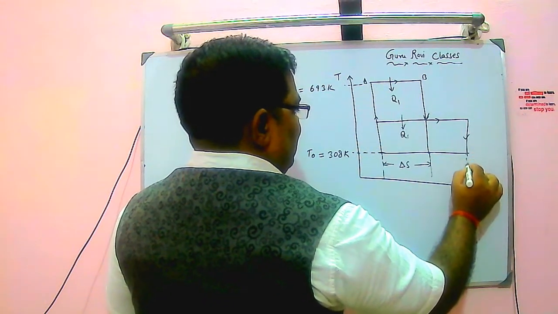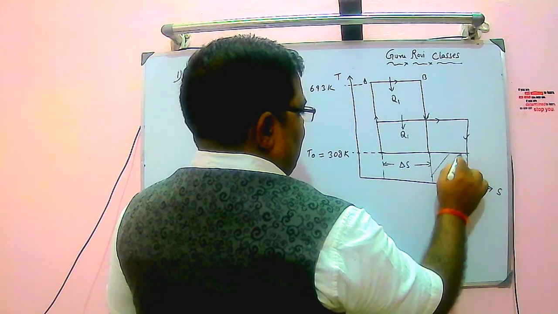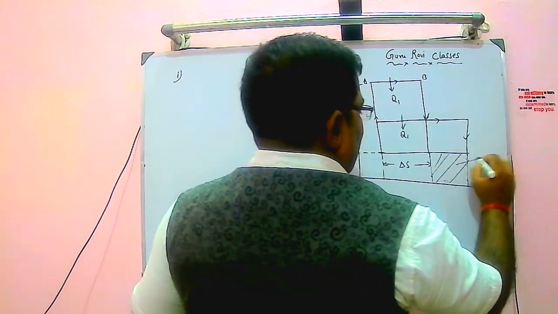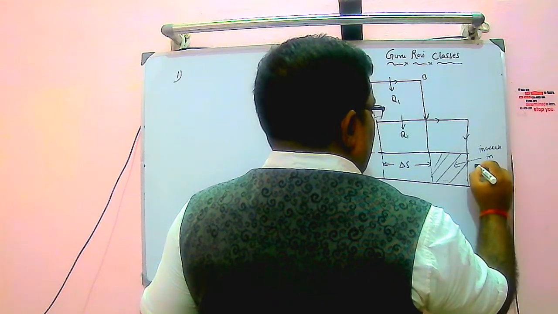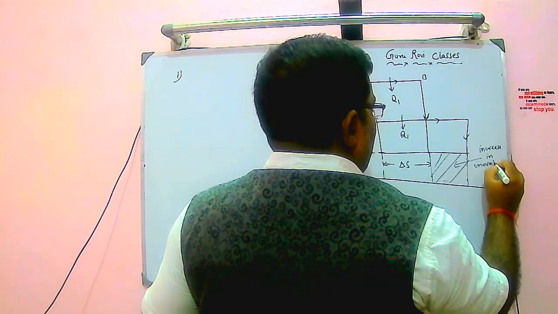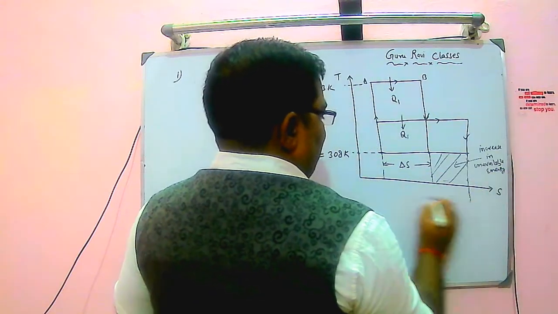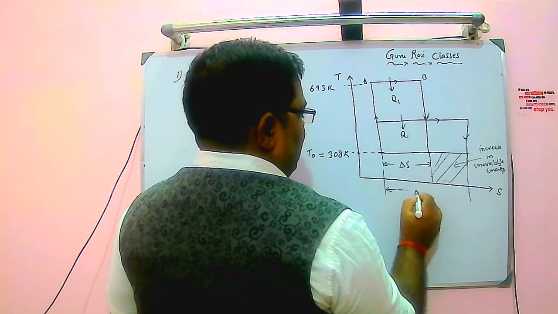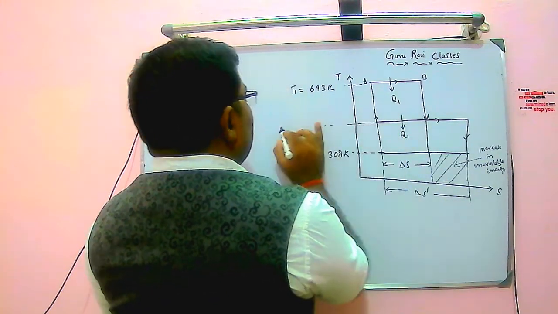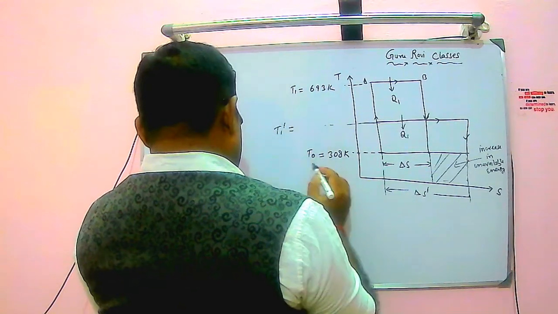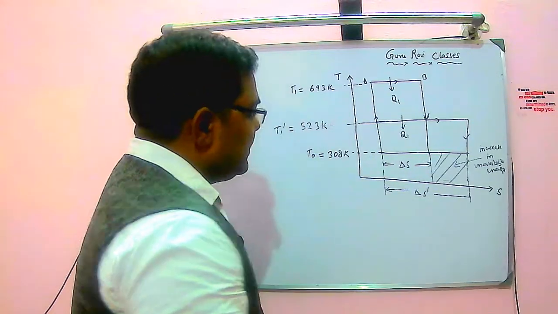If you look at this much portion, which is available here, this is basically the increase in unavailability or unavailable energy. And for that, let's suppose this is the change in entropy for this cycle, delta S dash, and this temperature is given as T1 dash, which is nothing but 523 Kelvin. So this is the basic cycle.